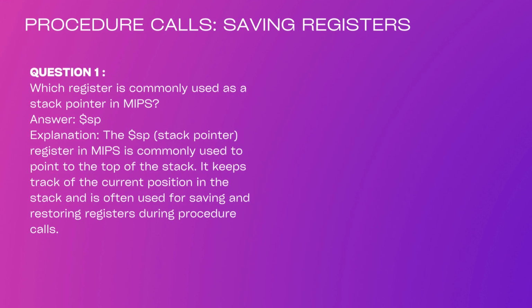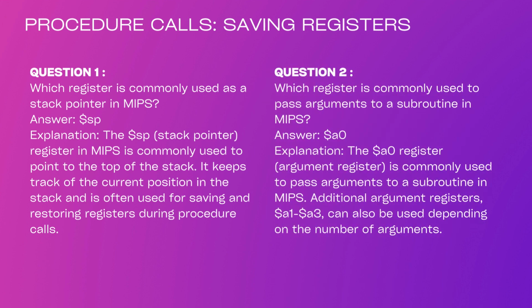So question number one is, which register is commonly used as stack pointer in MIPS? The answer is SP, or the stack pointer. Explanation: the stack pointer register in MIPS is commonly used to point to the top of the stack. It keeps track of the current position in the stack, and is often used for saving and restoring register during procedure calls.